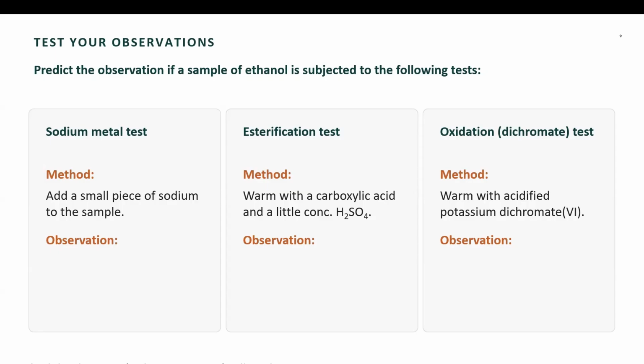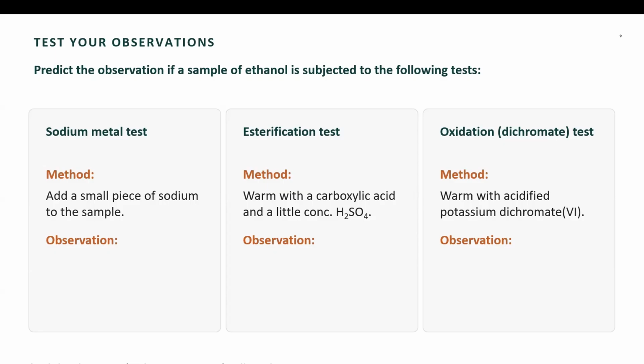Emmanuel, you want to say something? Go on. A sweet fruity smell. Beautiful. A sweet fruity smell will just fill up the space. Very good. You know all those flavors, all those vanilla flavor, strawberry flavor. All those flavors are esters. Okay? They are esters. Very good.